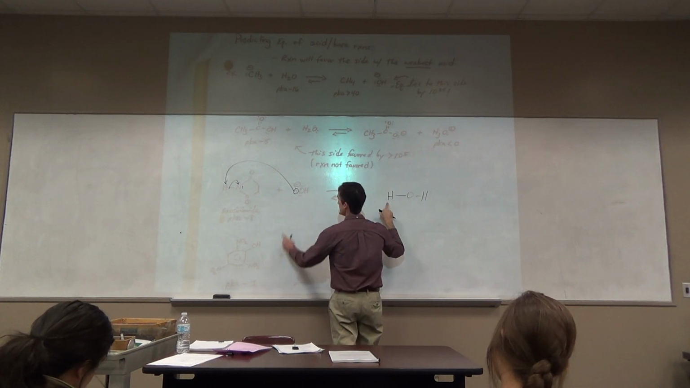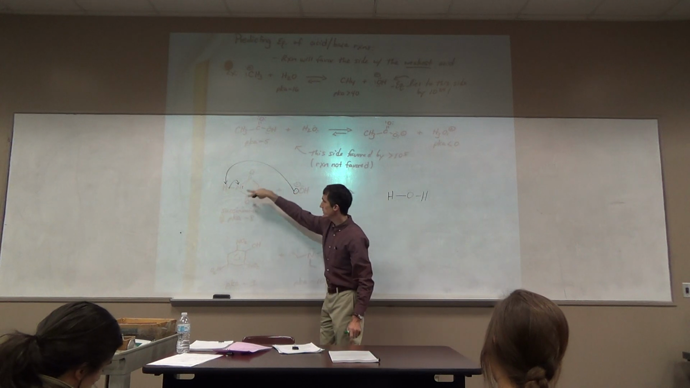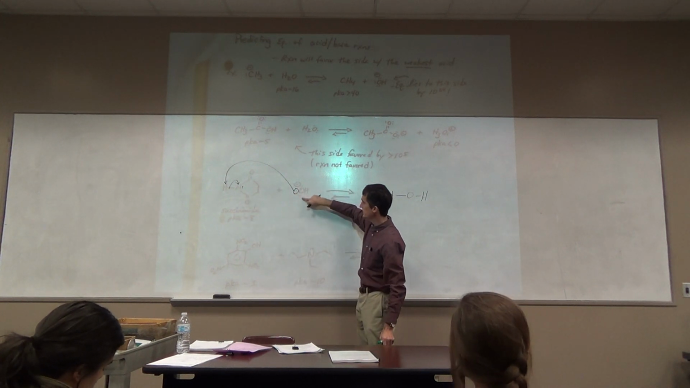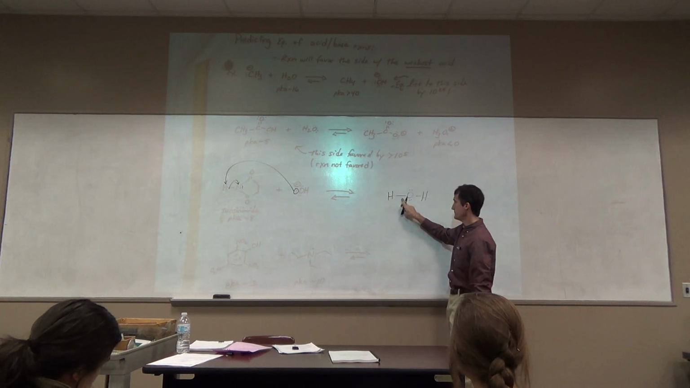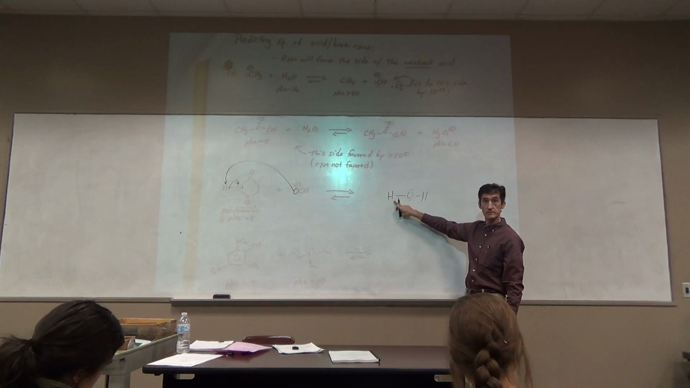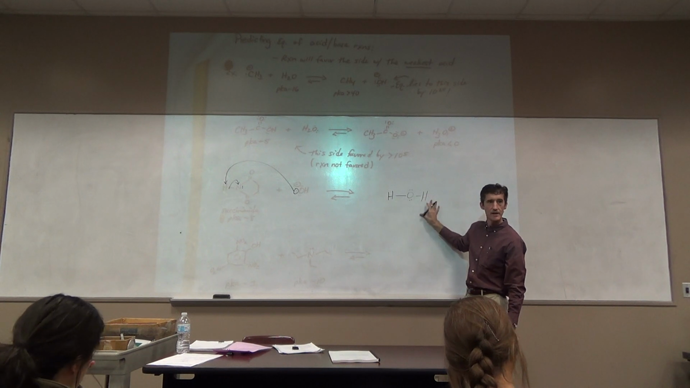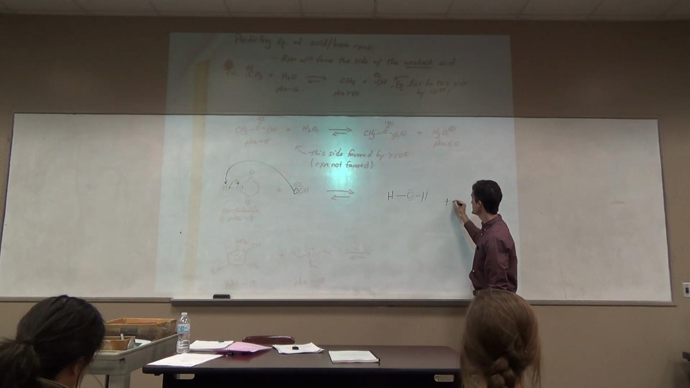Hydroxide is now bonded to the H. That's what this arrow means. How many lone pairs remain on the oxygen? 2. Because the other lone pair is bonded to the H. And lo and behold, what's that? Water. What else do we get?